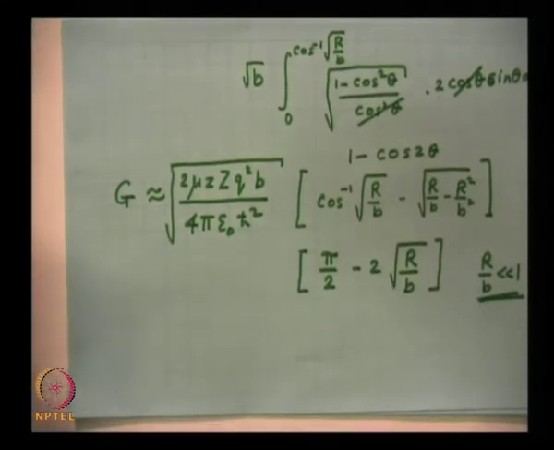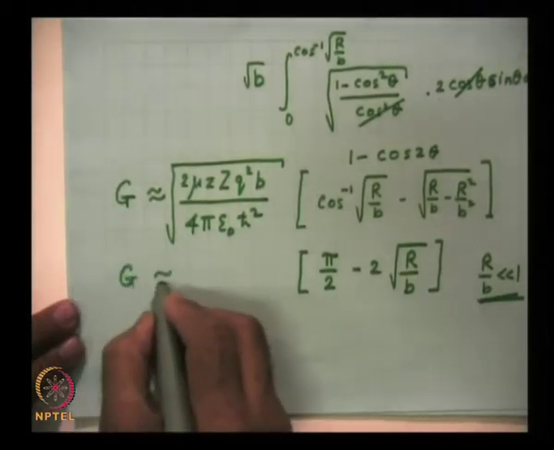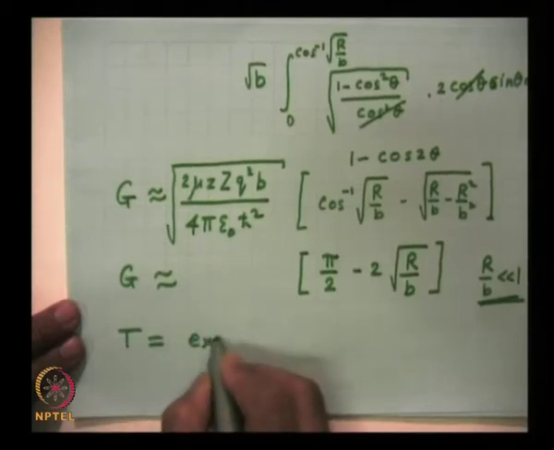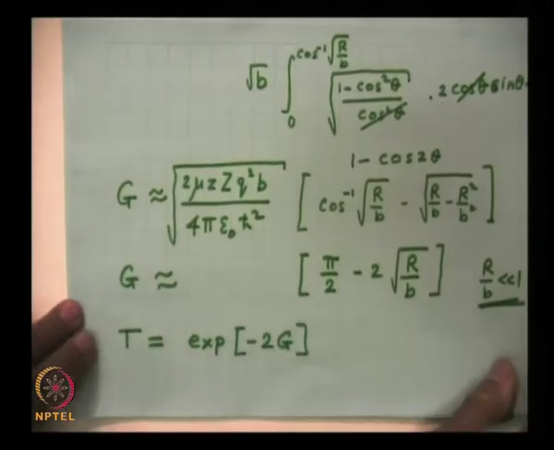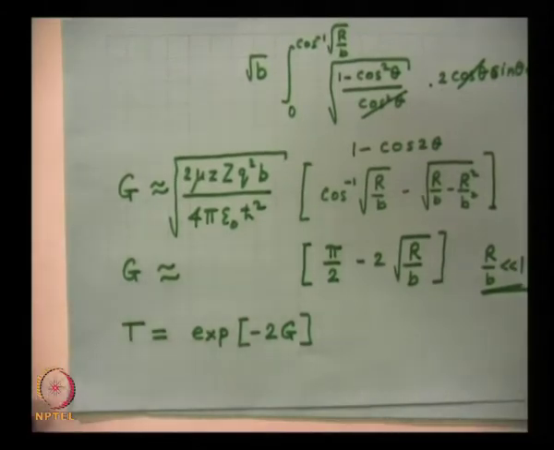Now I have an analytical expression for g, and the tunneling probability is exponential minus 2g, as we all know. So we now have an analytical expression for the tunneling probability. From this we will calculate the lifetime of the alpha particles and get results which can be compared with experimental data.